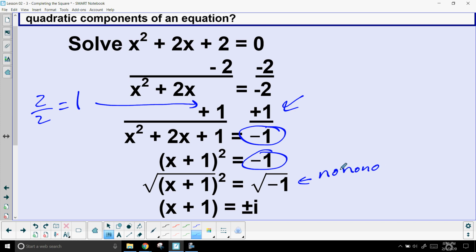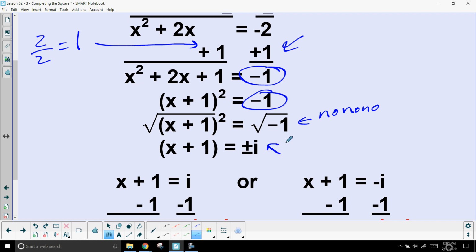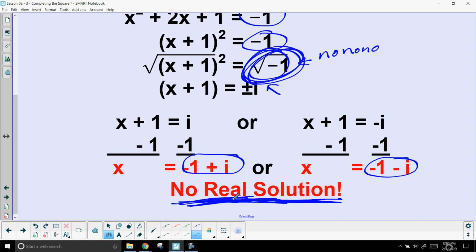So here's that imaginary number idea I told you all about. And if you were to solve it, you would get negative 1 plus i, negative 1 minus i. But again, that means no real solution. So if you're asked this question and you get this negative stuff, there's no real solution, or you did it wrong. Okay.